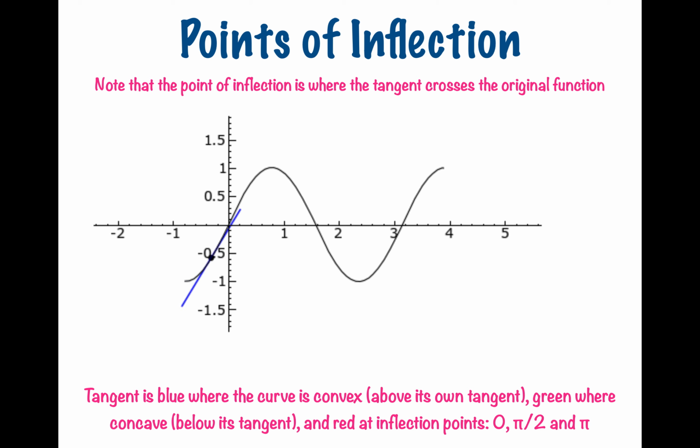I love this animation. I'm going to let you watch it. So there's the tangent, and it's above the original function. Oh, it's below the original function. And oh, it's on the original function. So there we go. I think that's a neat visual demonstration of what's actually going on. So we've got a blue tangent when it's convex, it's green when it's concave, and it's red when it's on the inflection points. Anyway, I think that's really neat.